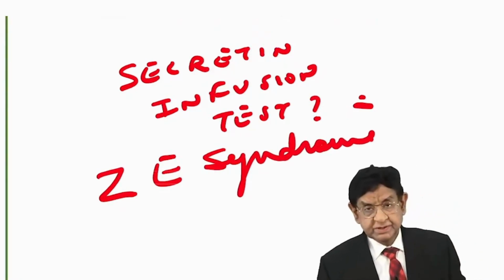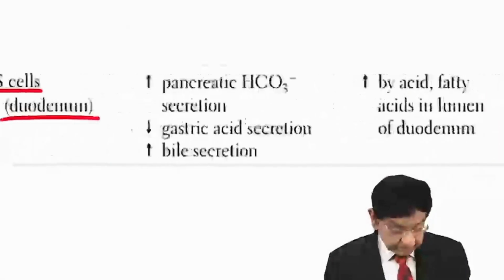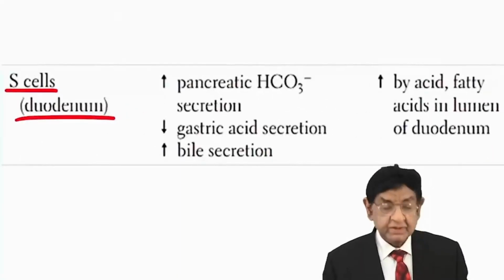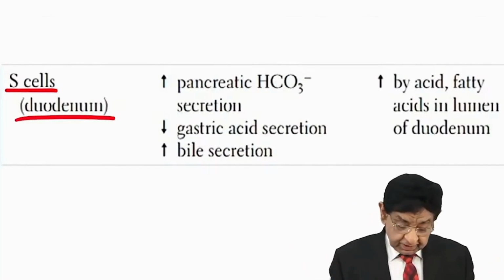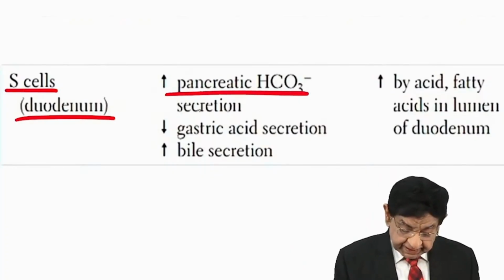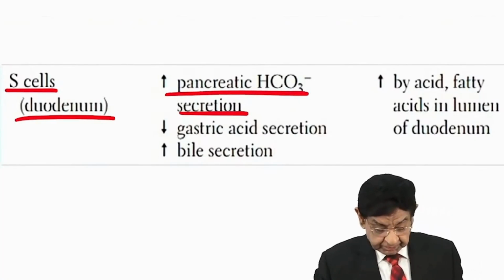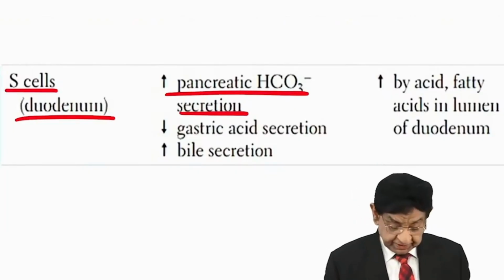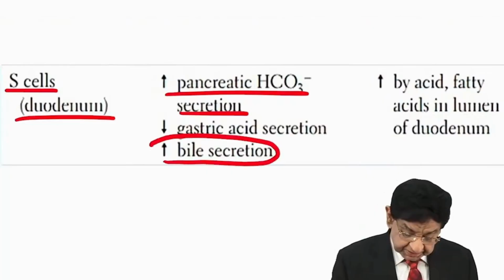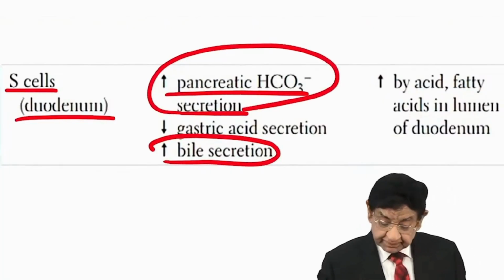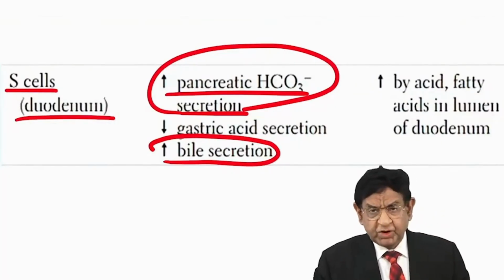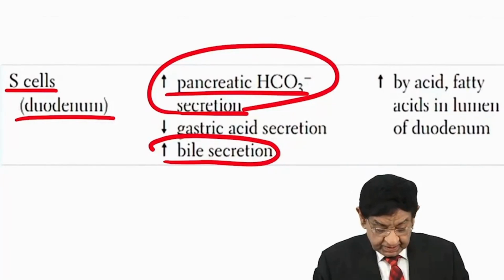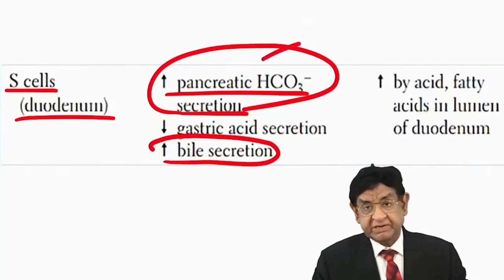Okay. So we come back. So what is secretin going to do? S cell, again relevant to my talk. Increase pancreatic secretion. Increase bile secretion. So overall it is going to increase the total volume of the bile, because it is causing increased pancreatic secretion.